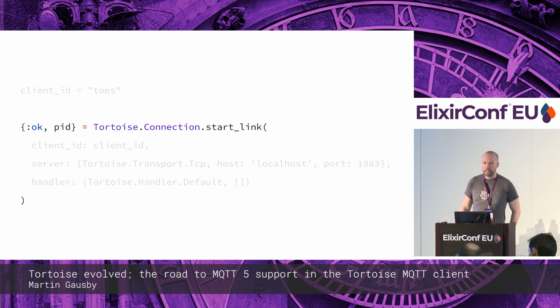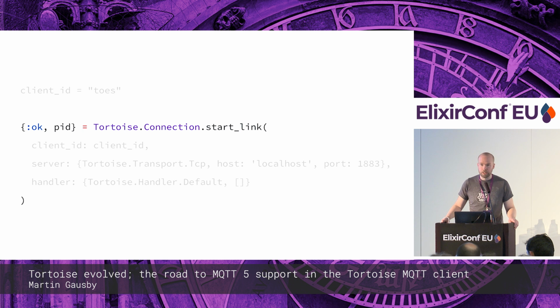For connecting, I've chosen to make a connection module, and I've chosen to make a start_link function on it that will work as you expect. It will start a linked connection. And I have written some documentation. I think it's the best part of the documentation, about the various strategies you can use to supervise your Tortoise connection. And of course, you can have multiple connections. They just need to have a unique ID.